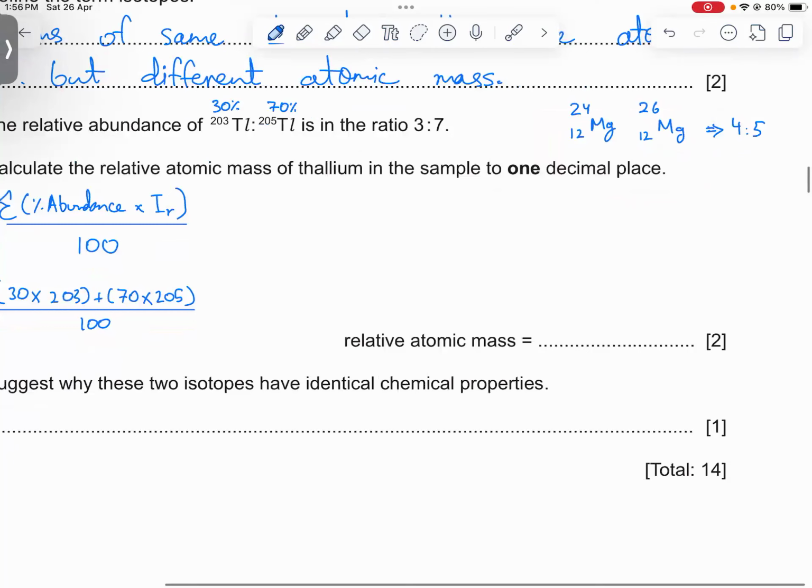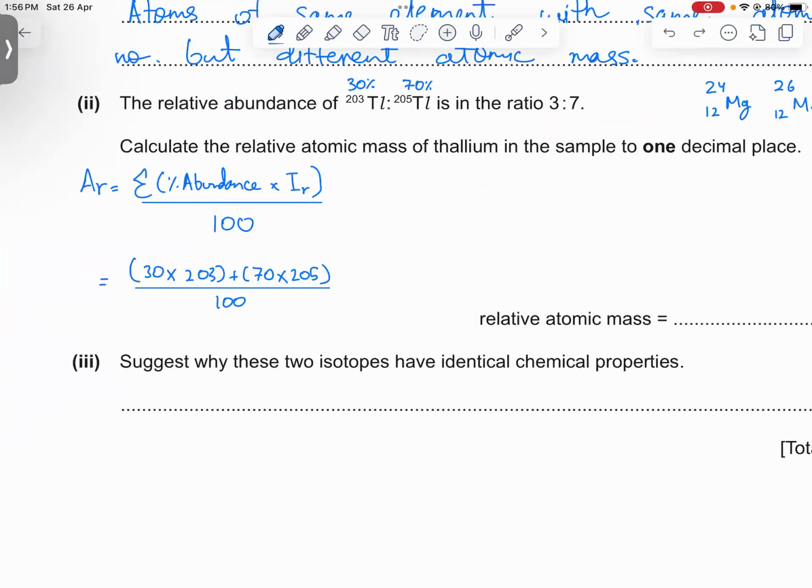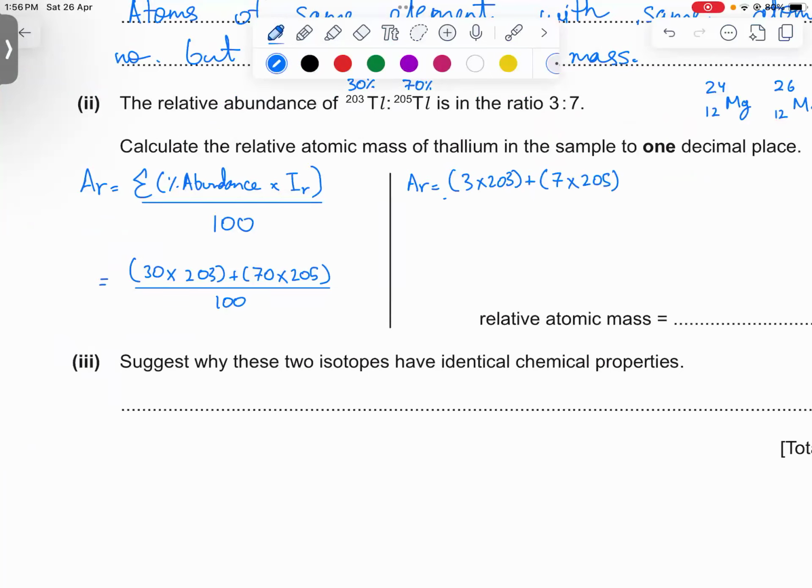Had done it, A equals bracket 3 plus 7 times 205, but instead of dividing by 100, you divide by the total parts of the ratio. You divide it by the total parts of ratio.